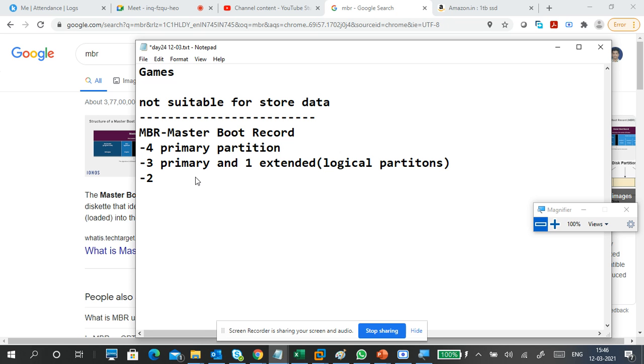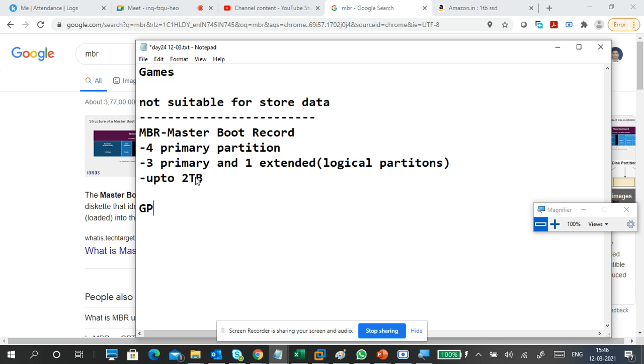Next, each partition size supports up to 2 terabytes. It's up to 2 terabytes of disk partition size.